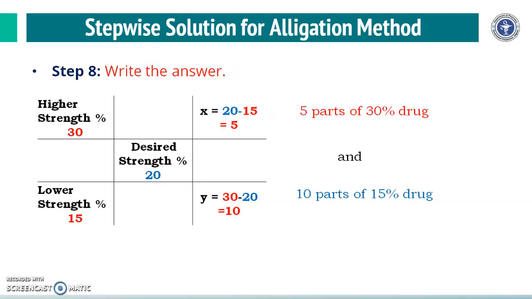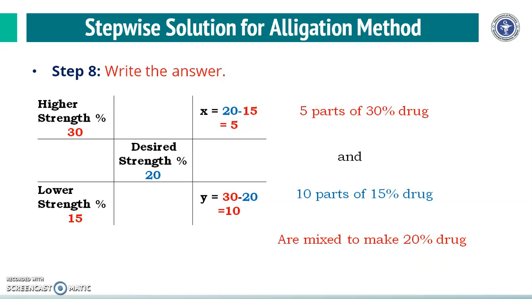the 20% drug. So you can write your answer that 5 parts of 30% drug and 10 parts of 15% drug are mixed together to make 20% drug. I think you have understood.